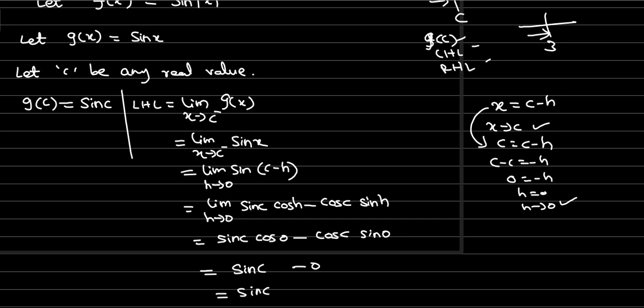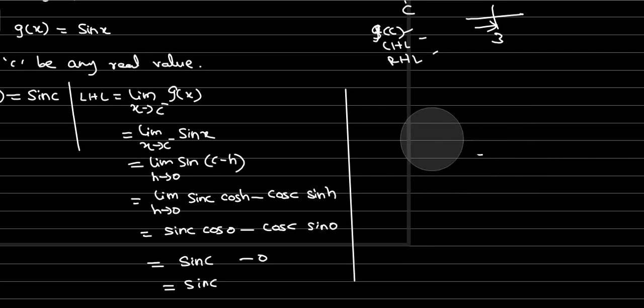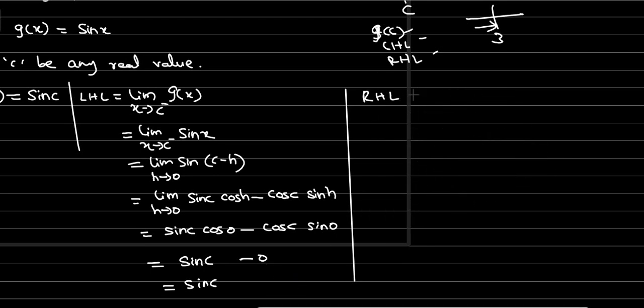Now similarly we are going to find the right hand limit as well. As I told you before, for the right hand limit I am going to make a substitution of x as c plus h. Now the right hand limit: x is approaching c from the right side, g of x. What is g of x here? Sin x.